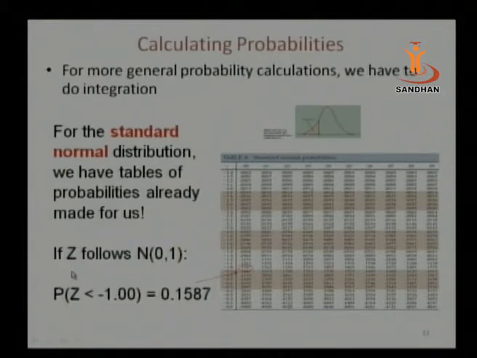You can say that if z follows the normal distribution with 0 and 1, the table for the area probabilities is given. Here, if you want to calculate the area where z is less than or equal to minus 1, just see in this column where 1 is situated, and the difference is 0 because it is 1.00. So here it is almost 0.1587, you can see.